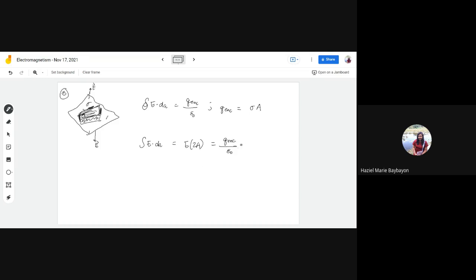But we know what Q enclosed is. Our Q enclosed is equal to sigma multiplied by A. So we have here E multiplied by 2A is equal to sigma A over epsilon naught. Therefore, our electric field is equal to sigma A divided by 2A epsilon naught. So it is not actually dependent on the area of the lid of your pillbox. So your electric field is equal to sigma over 2 epsilon naught.